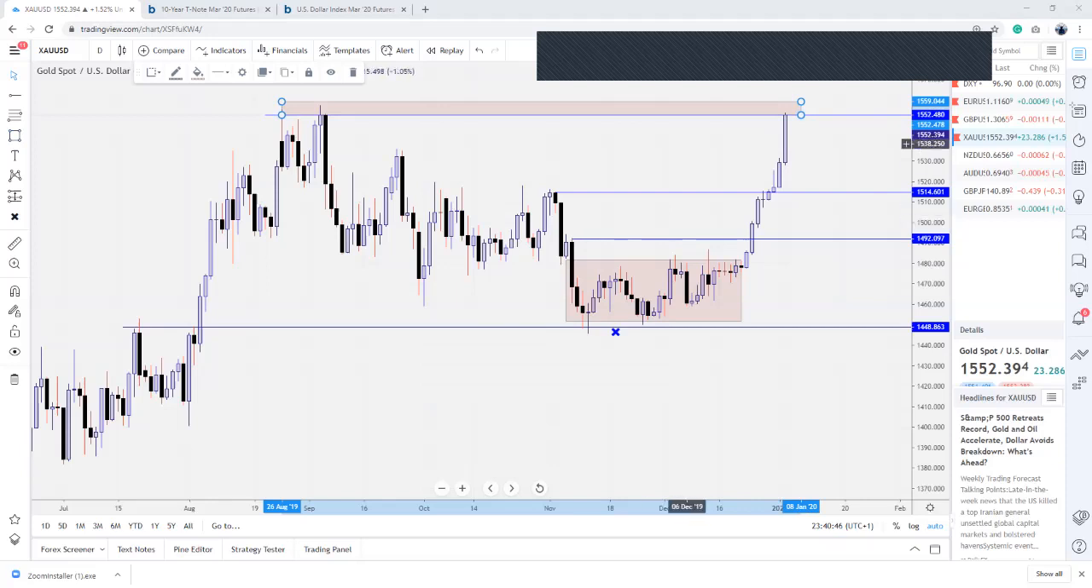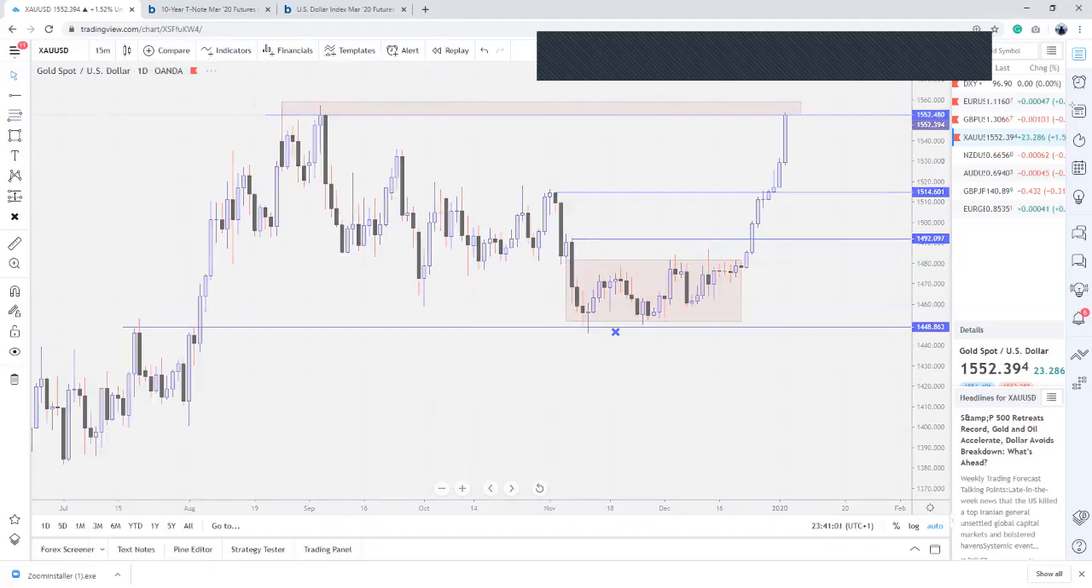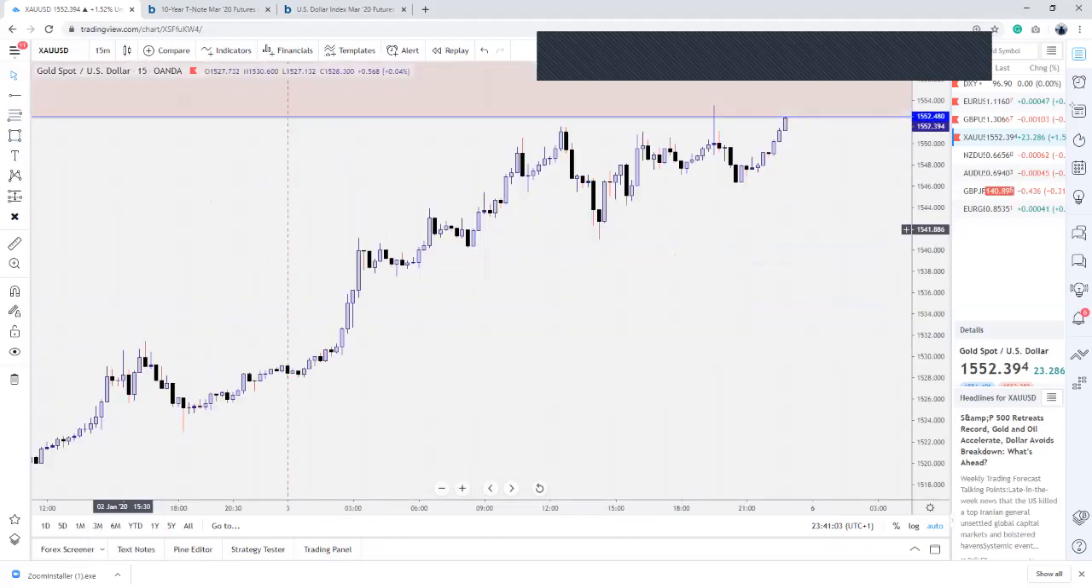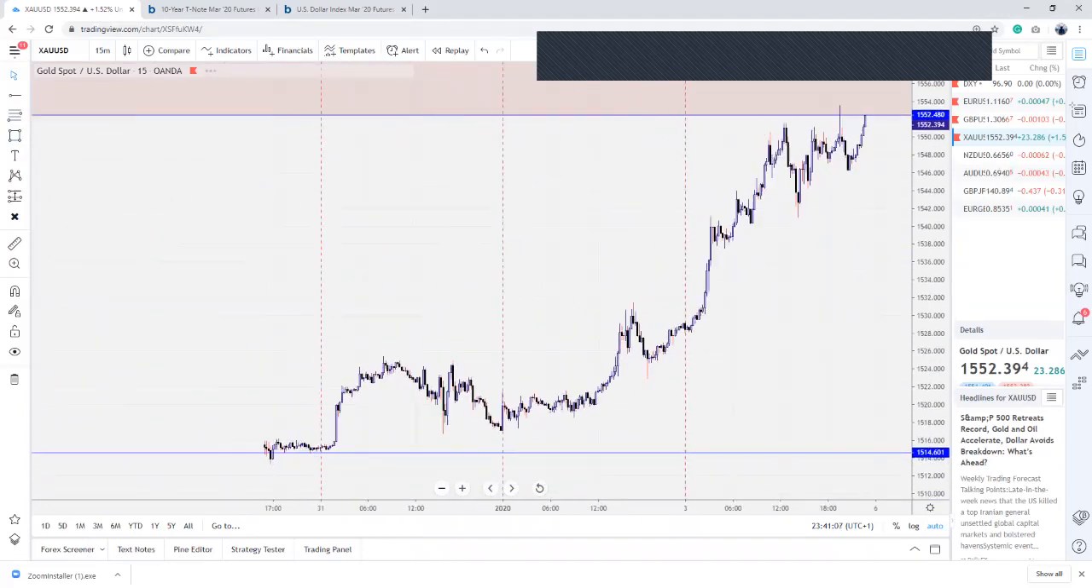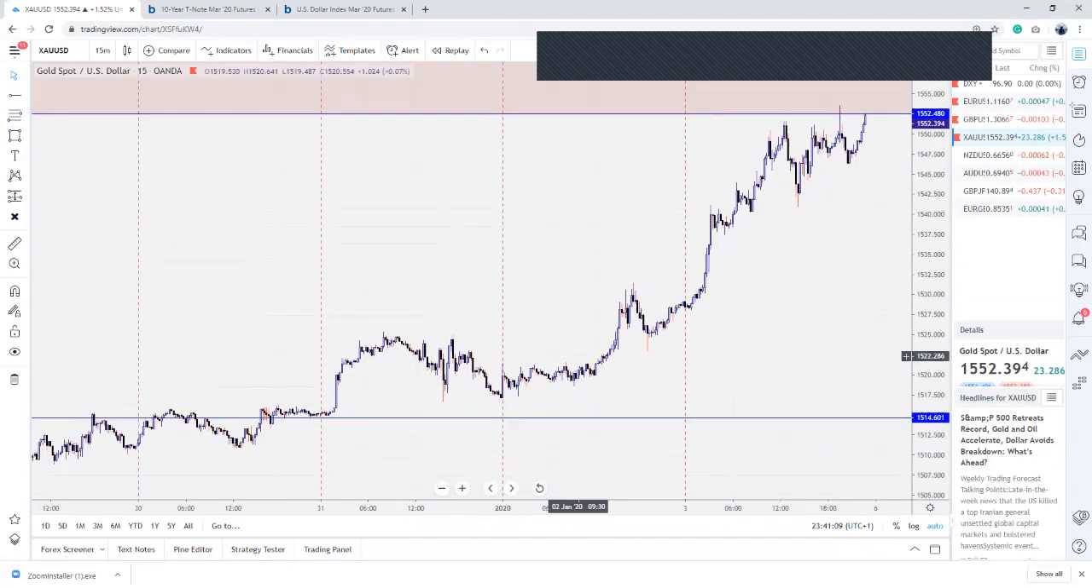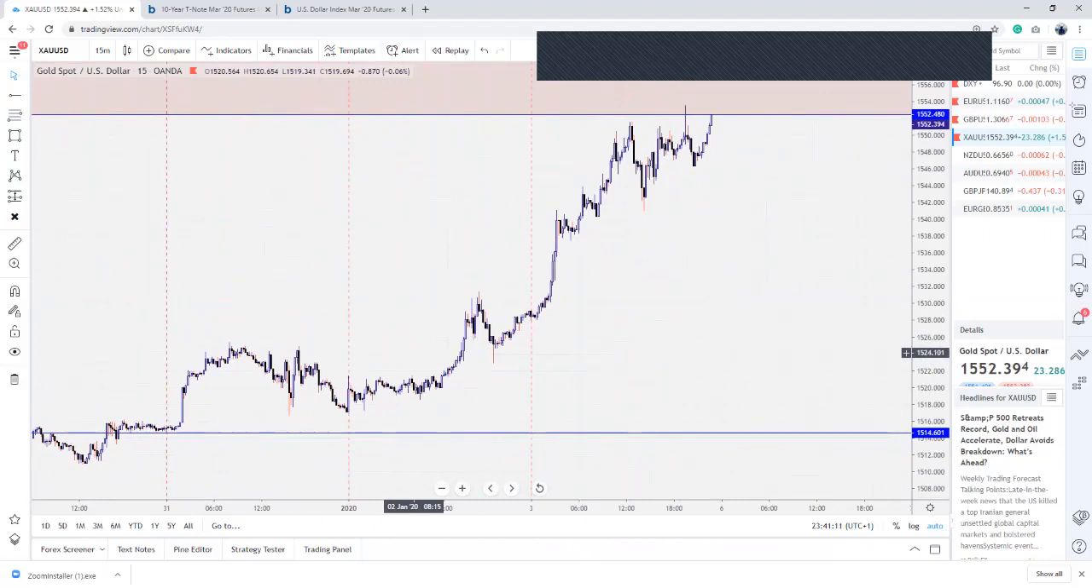So there's going to be massive fund level liquidity just above this region. The market is going to get there. We want to see the market start to stall around this level, around 1552.480. Should we get a break in market structure, that is going to be the confirmatory price action we need to sell gold. So I'm going to focus on selling gold this week.